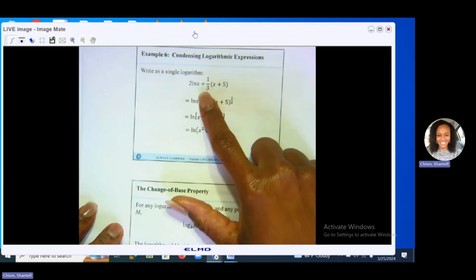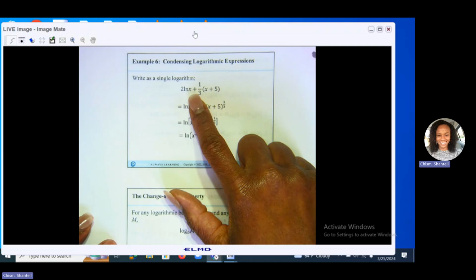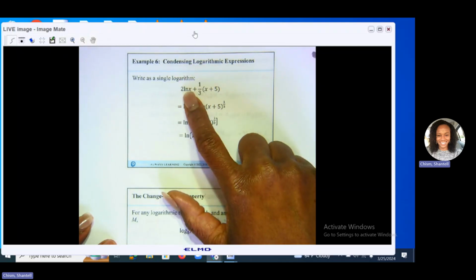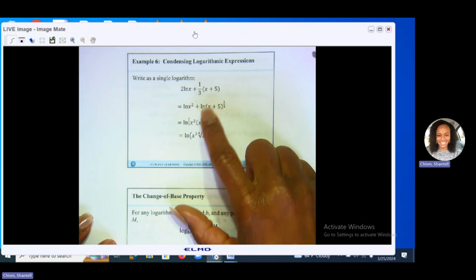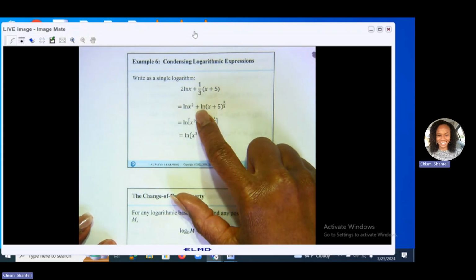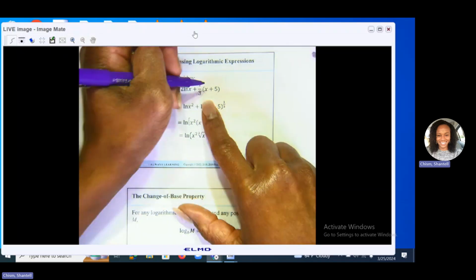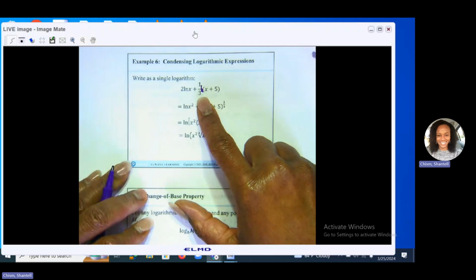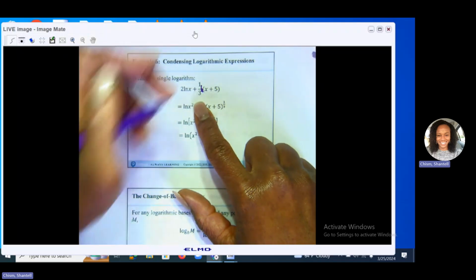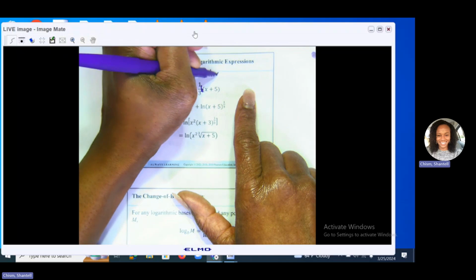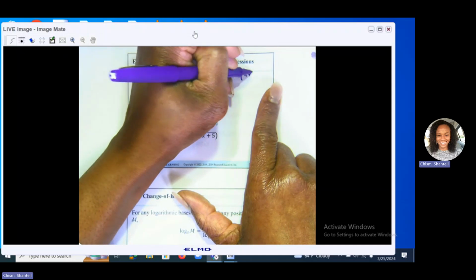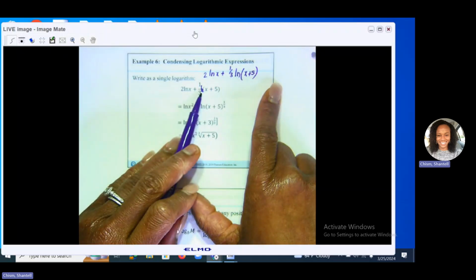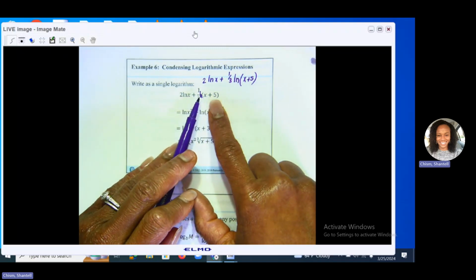Then you've got this one and it's asking you to write it as a single logarithm. You're condensing it to a single logarithm. Notice that I've got a product in front of ln of x here. And then something was left off. That ln was left off right here. That should be ln. I apologize for that. So this is supposed to be 2 ln of x plus 1/3 ln of x plus 5. The ln is missing right here in front of that x plus 5.